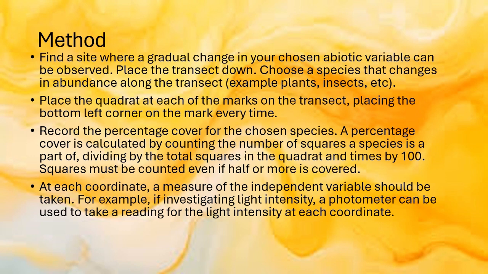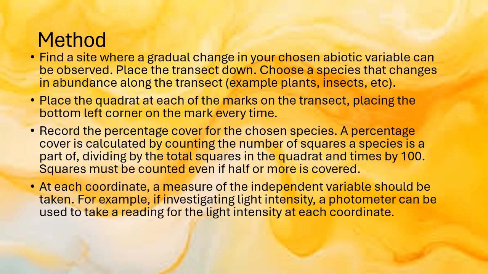And every time you place the quadrat, record the percentage cover for the chosen species. So how do you find the percentage cover? Percentage cover is calculated by counting the number of squares a species is part of, dividing that by the total number of squares in the quadrat, and then multiplying that by 100. Squares must be counted even if half or more of the square is covered. But if it's less than half, then you can ignore it.